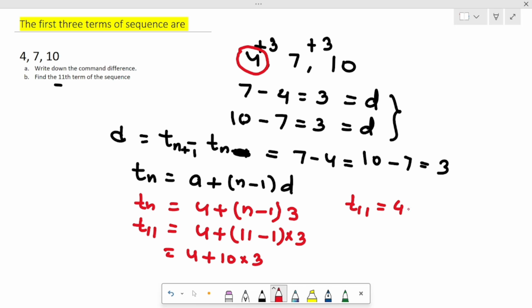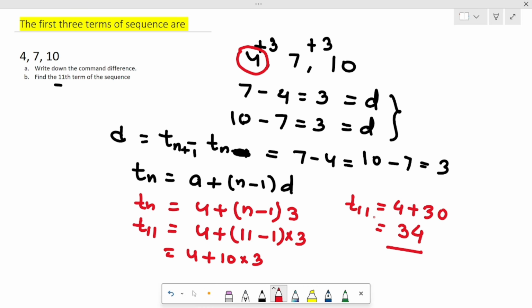So 4 plus 30, 10 into 3 is 30, so I am going to write it 30, and this will be the final answer after adding these two: 34. So this is how we can find the 11th term using the Tn formula.